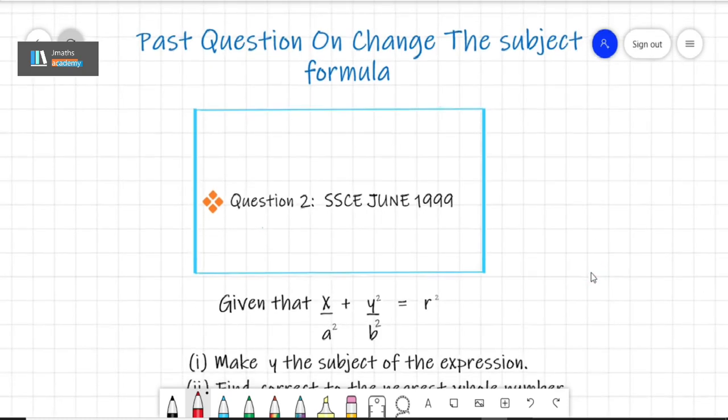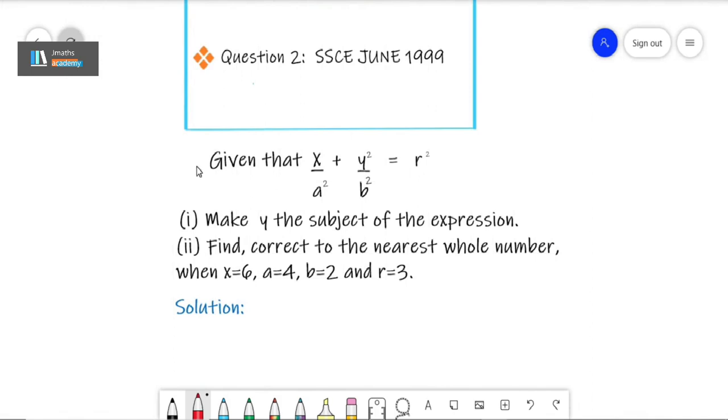Now let's move on. Our question says, given that x over a squared plus y squared over b squared is equal to r squared, we are asked to make y the subject of the expression. We are to find y correct to the nearest whole number when x is equal to 6, a is equal to 4, b is equal to 2, and r is equal to 3.